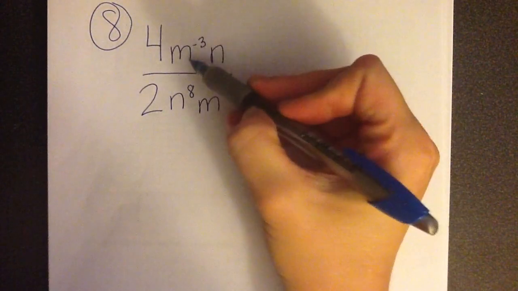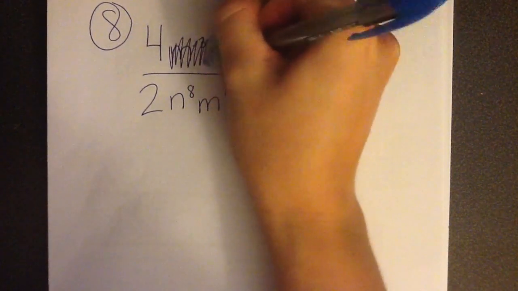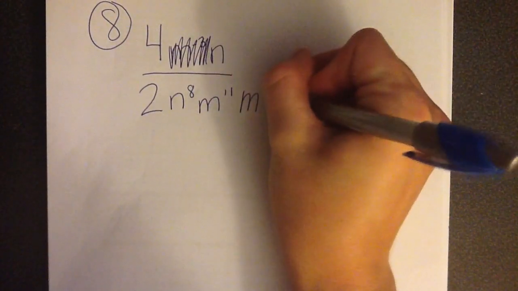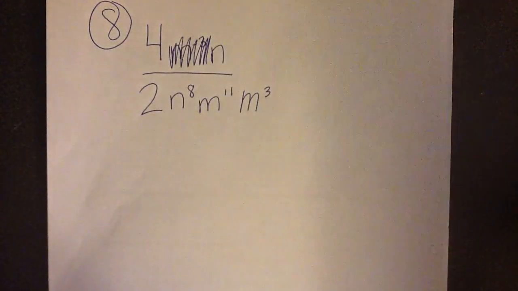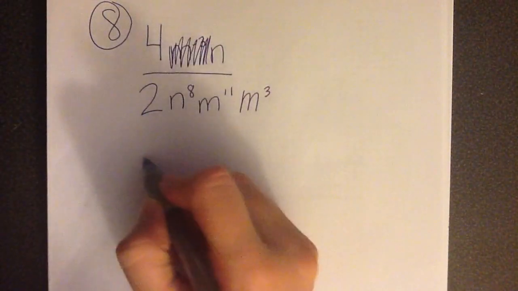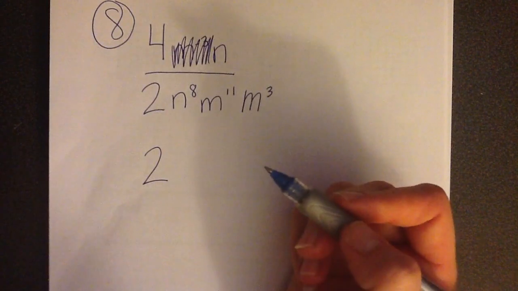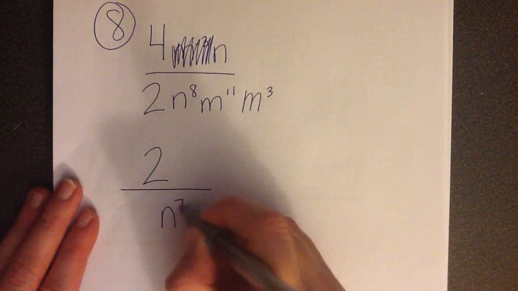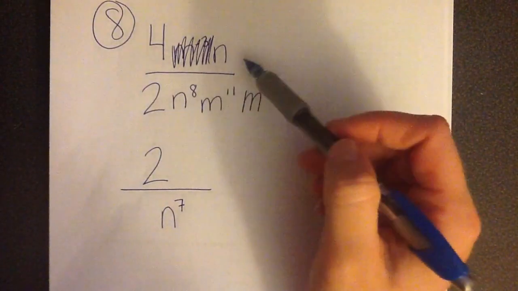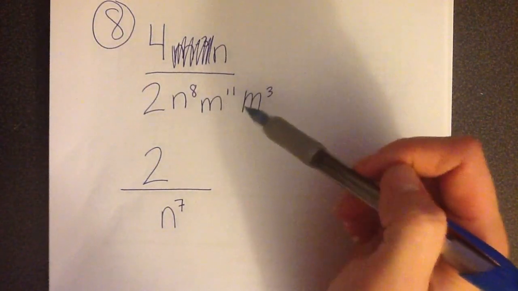Okay. Number 8, same type of situation, except we have m to the -3 on top, and it's the only negative exponent. So I'm actually just going to move that to the bottom pretty quickly there. Now we have 4 over 2. You're smart. You know 4 over 2 is just a 2. Where do you have more n's? On the bottom. N to the 7th. You have 8 on the bottom, 1 on the top. So 7 on the bottom.